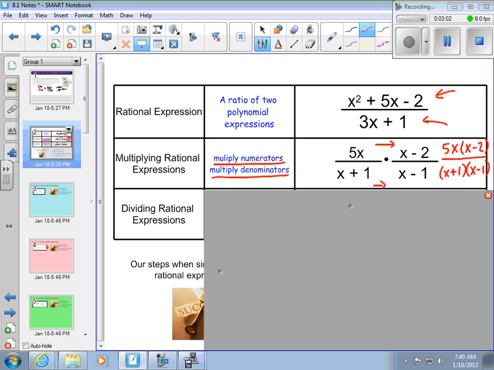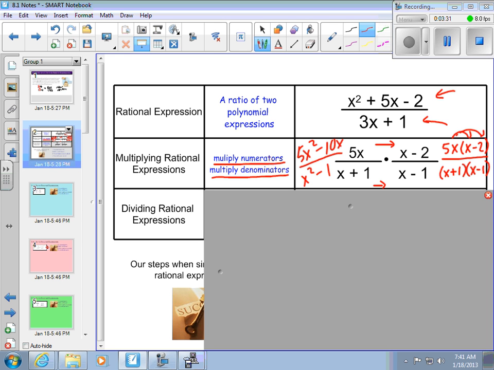Now we could go through and simplify that more by doing some distributing. On top, we could distribute 5x. We'd end up with 5x squared minus 10x. On bottom, we could go through and distribute there. We'd have to use that FOIL process, first, outside, inside, last. And if you notice, that's a difference of 2 squares. The middle terms would end up canceling. We'd get x squared minus 1 if we multiplied and went through that.